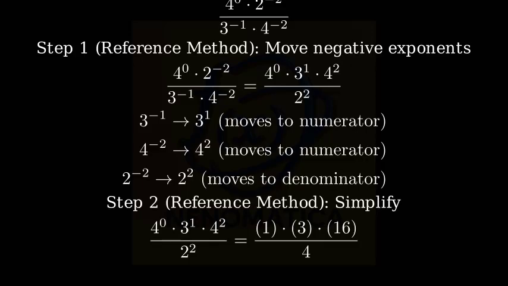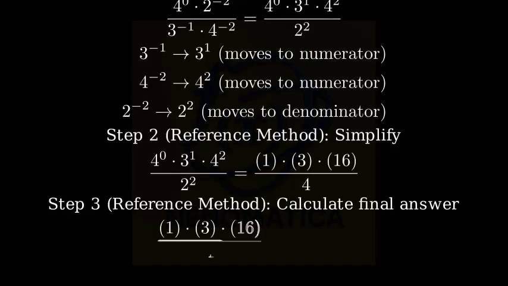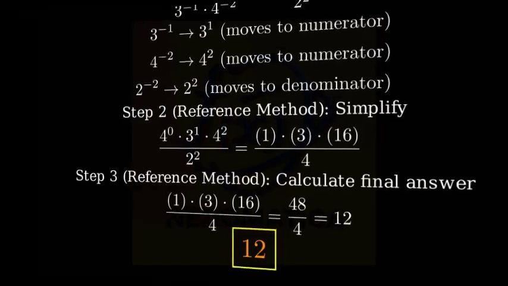Step 3. Let's compute the final answer. 1 times 3 is 3, and 3 times 16 is 48. So we have 48 divided by 4, which equals 12. Therefore, our final answer is 12.